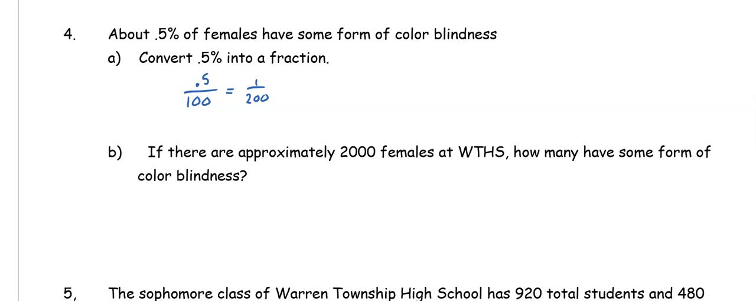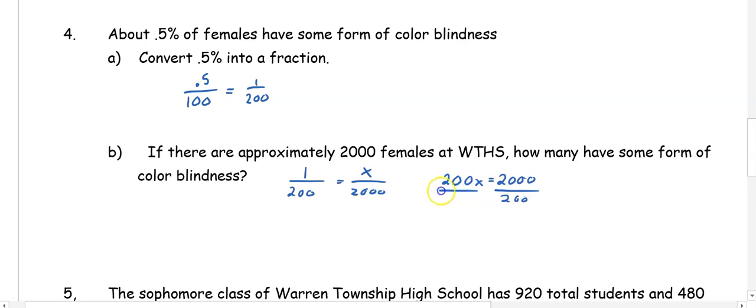So in part B, if there are approximately 2,000 females at WTHS, how many have a form of color blindness? So we would have 1 with color blindness out of 200 equals x out of 2,000. So when we cross multiply here, we get 200x is equal to 2,000. We can divide by 200, and x is going to equal 10 females.